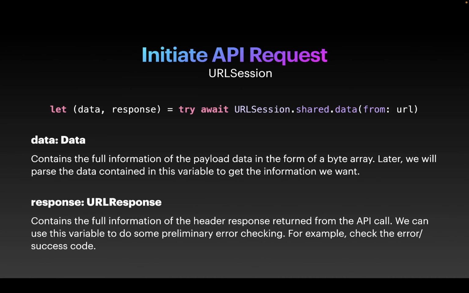Now, the second element returned in that tuple is called response. The type of that is URLResponse, and it contains full information of the header response returned from the API call. We can use this variable to do some preliminary error checking. For example, we can check the response code. If it's 200, it means we have a good action, and the action actually happened. If it returns maybe 404, there might be some error here.